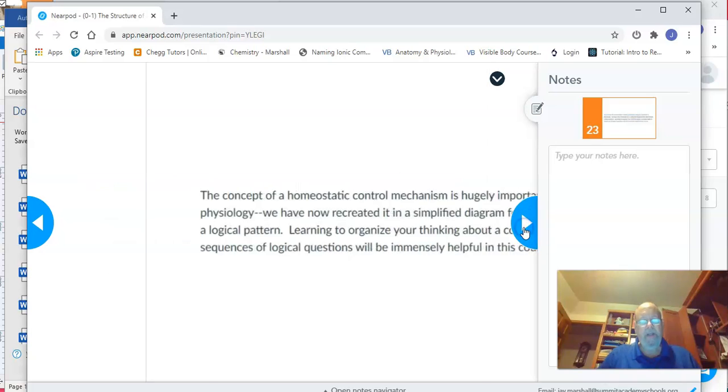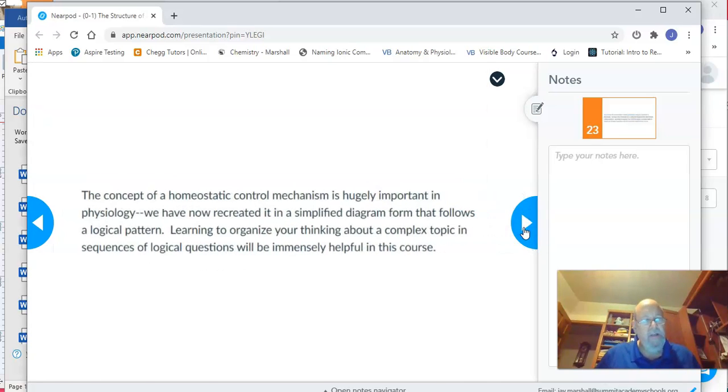So that's a homeostatic control mechanism. The concept of a homeostatic control mechanism is hugely important in physiology, and we've now recreated it in a simplified diagram form that follows a logical pattern. And it wouldn't take that much for you to actually learn that just by going through it a few times. And learning to organize your thinking about a complex topic in a sequence of logical questions is immensely helpful in this course. Okay.